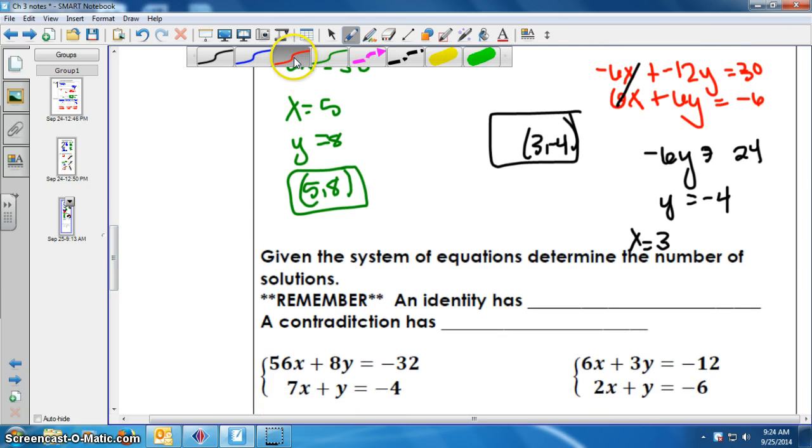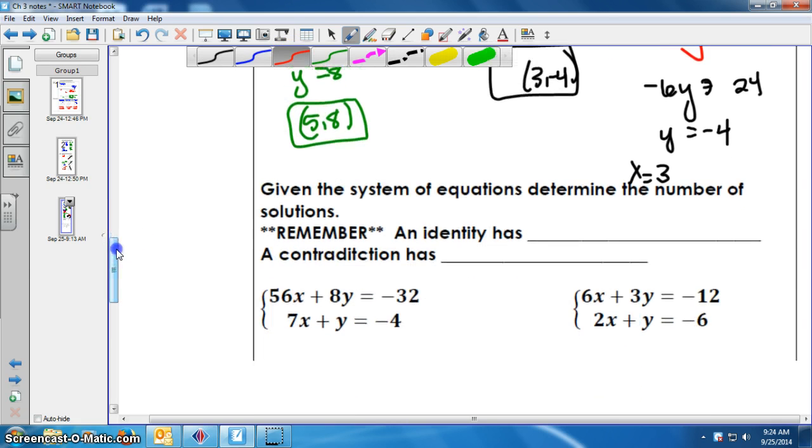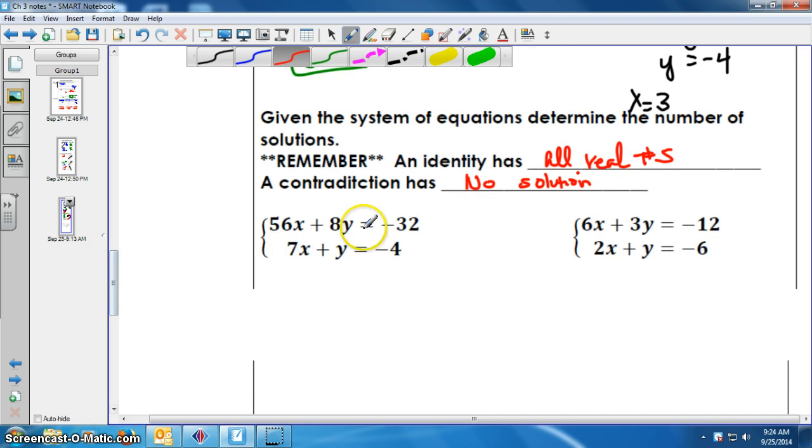That's a big thing. Last thing we're going to talk about is when you have an identity or a contradiction. An identity means you have all real numbers, and a contradiction means you have no solution. So we're going to have an example of each down here. You can use either method, it doesn't matter, unless it tells you specifically. So this one I'm going to use elimination, because if I multiply this one times negative 8 on every term, I get a negative 56, and that would end up canceling out. Oh, that'd be a positive 32.